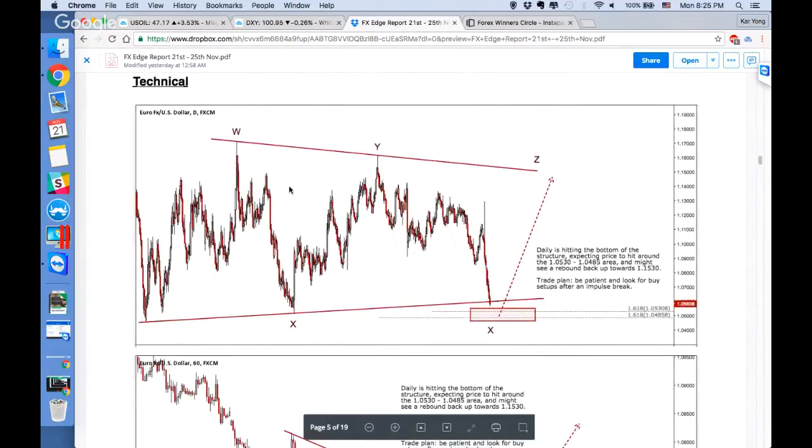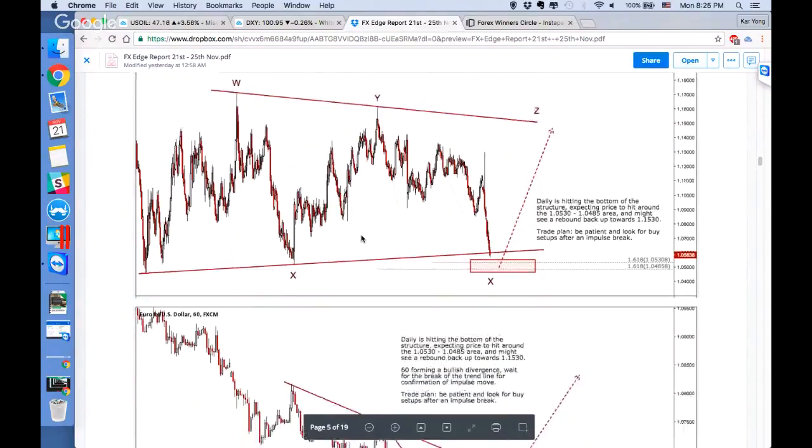You can see over here on the daily perspective on Euro Dollar, this is the forecast that we have. We expect price to dip slightly further, and then eventually we'll see a rebound from here, meaning Euro Dollar would potentially turn and reverse to the upside.